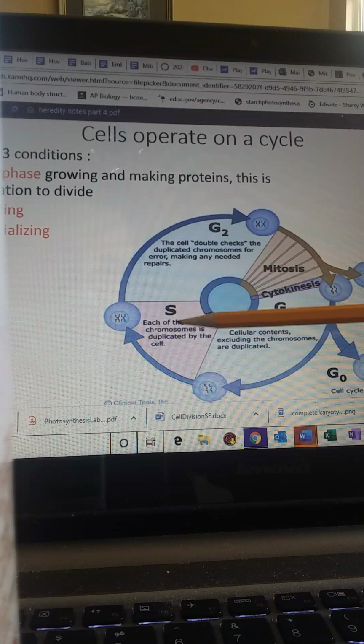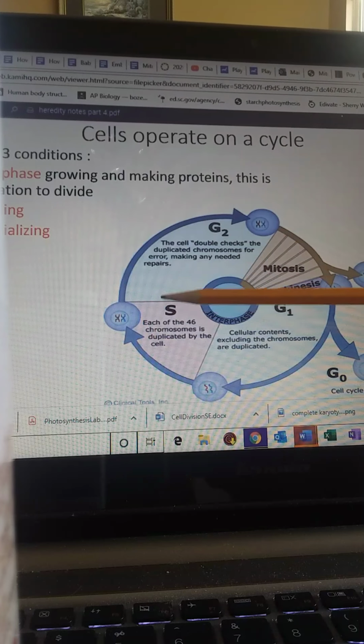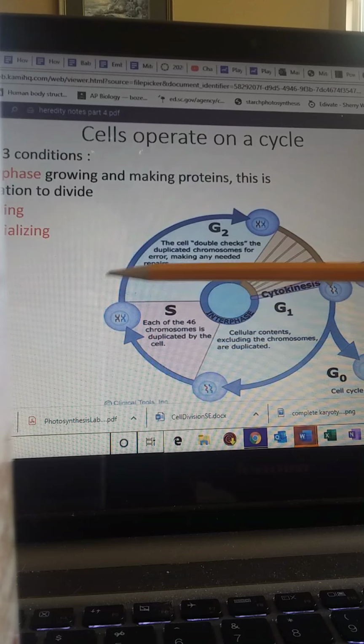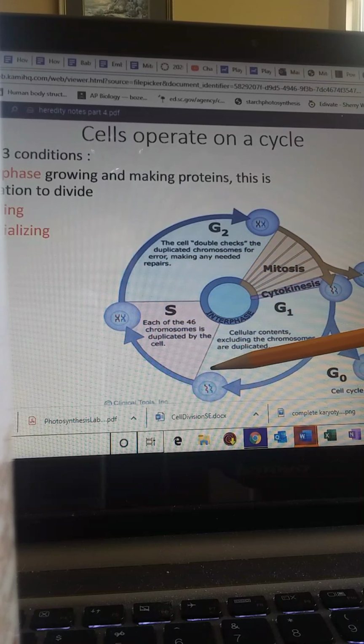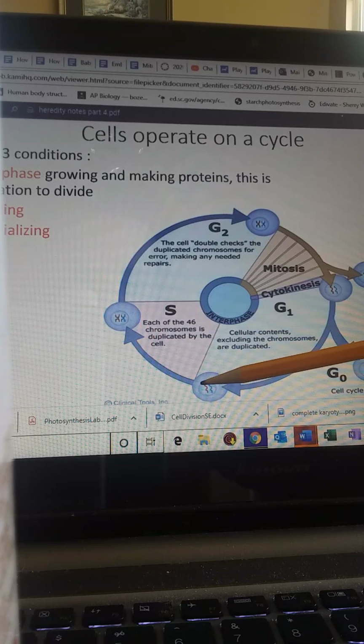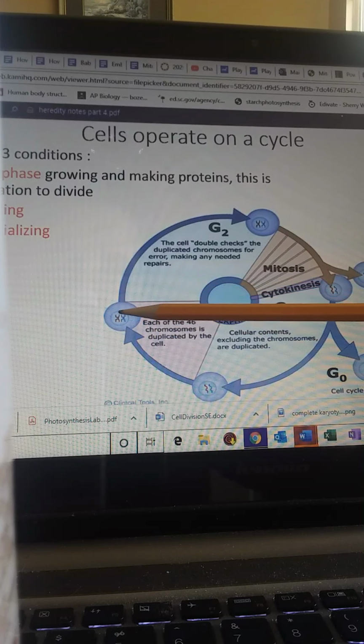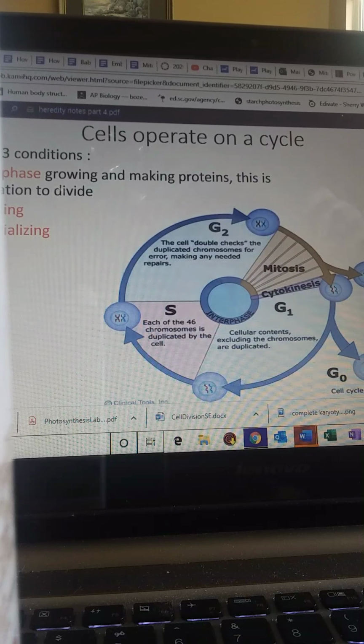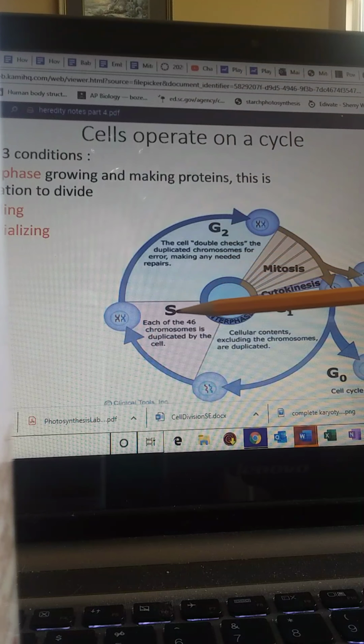S is our focus for this lesson, really. S is where you are going to make copies of the DNA. If you see here, you see this one little squiggle that's red and one that's blue. From here to here, the squiggle turned into an X. You have a red X and a blue X. So they made copies of themselves. That happened during S phase. Also, the coding for your traits, the proteins, are going to be made right here in S.